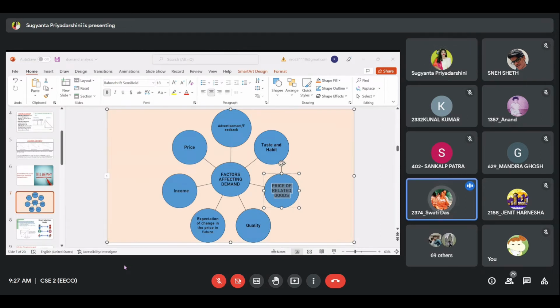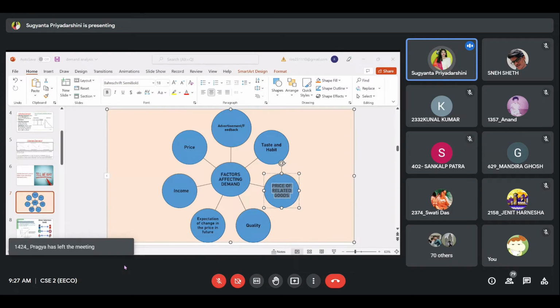Ma'am, suppose when we are talking about jeans, if the jeans is costlier, then we can go for leggings or something like that if we are talking about girls. So that may be a substitute good. Okay, can we simply change the brand of the jeans? Yeah, ma'am, that can be done also. If the other brand is cheaper. Swati, I'm simply giving you an example.